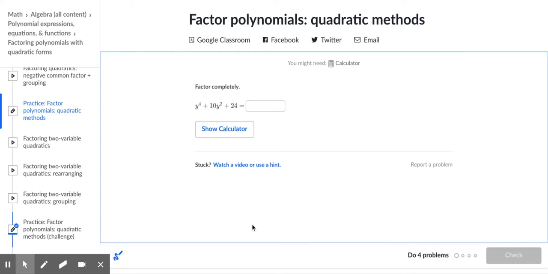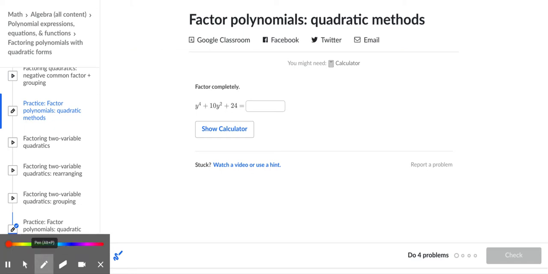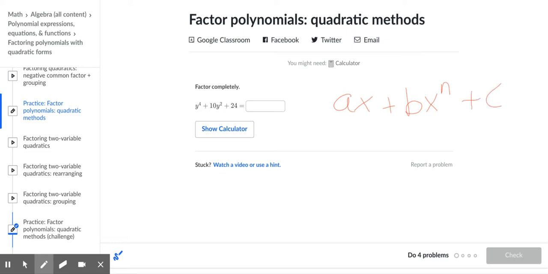But in a general sense, you're going to have something, it can be any variable. We're used to seeing x. This is y. We're used to seeing x, so I'm going to do x. So something times x to a power. I'm going to write the power in a second. Plus something times x to, let's call this the power of n. Plus something else.